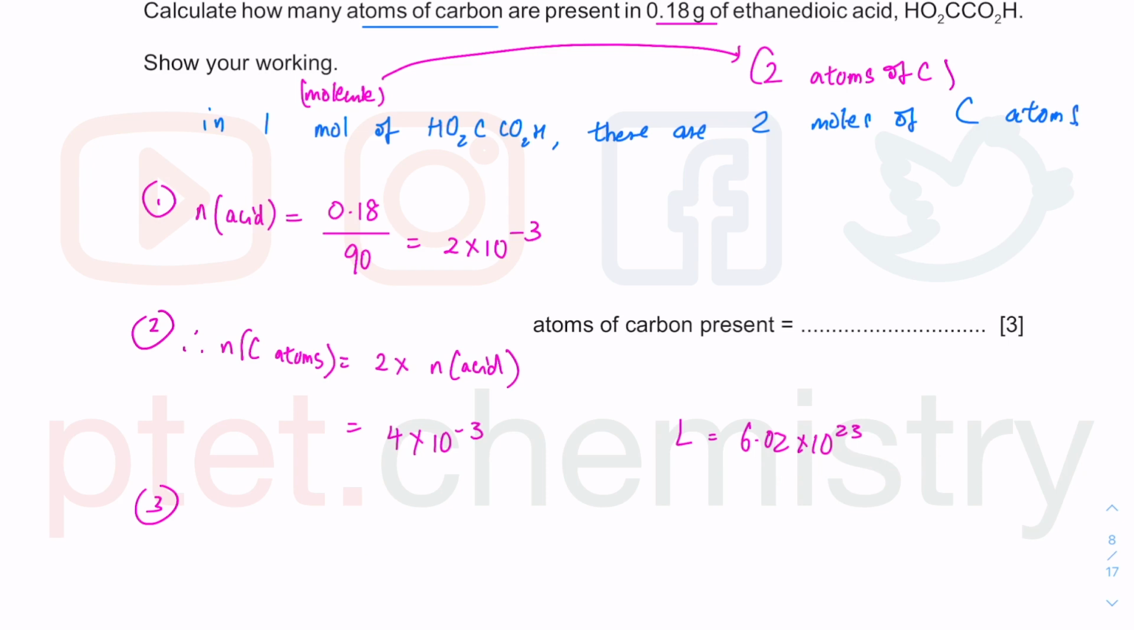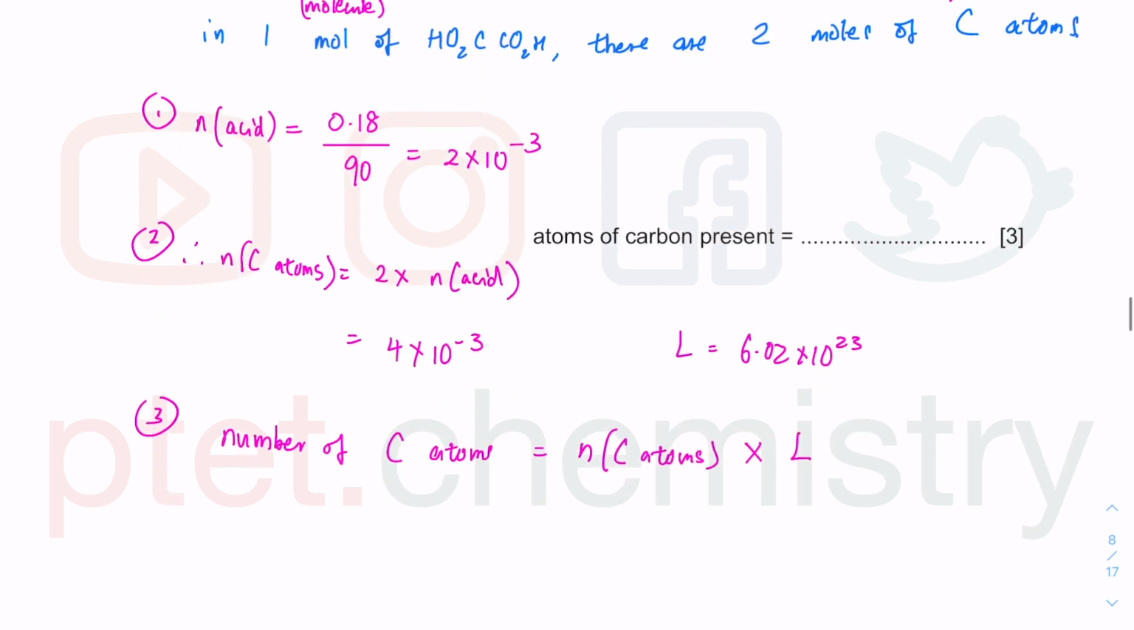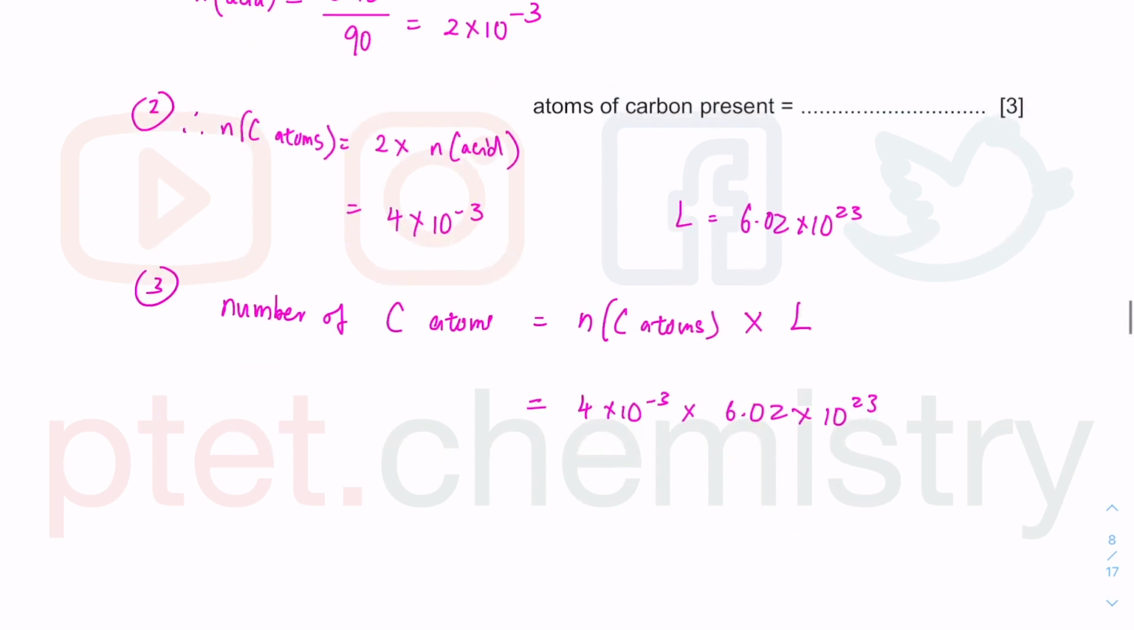So what happened here is the number, sorry, not mole, but the number of carbon atoms is going to be the mole of carbon atoms multiplied by L. So that's just 4 times 10 to the minus 3 times 6.02 times 10 to the 23. I get on my calculator 2.408 times 10 to the 21.